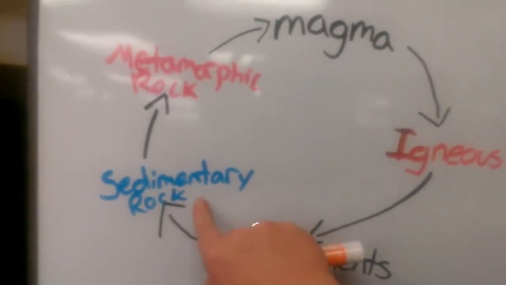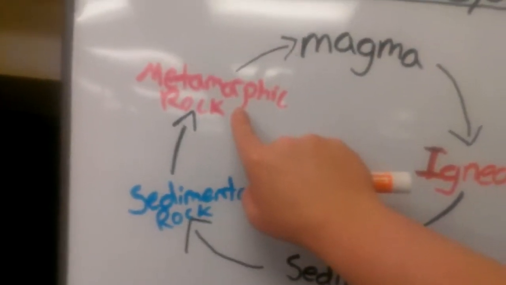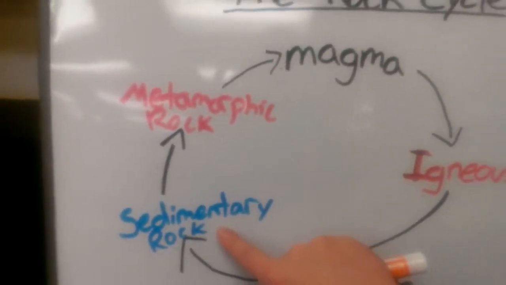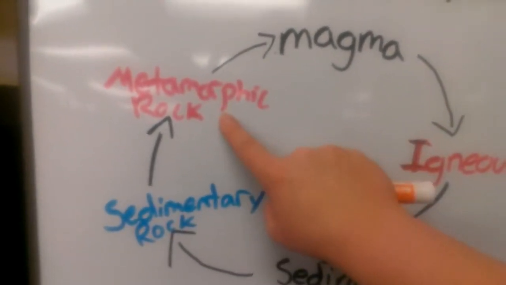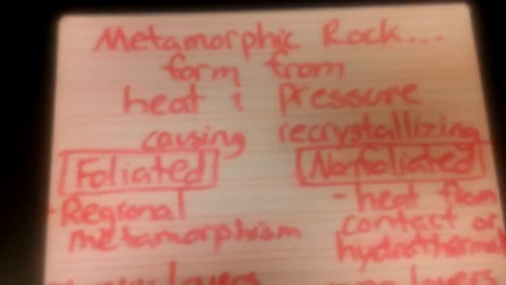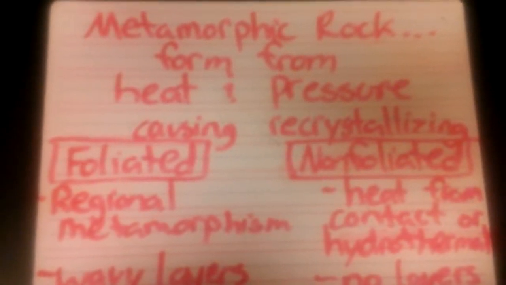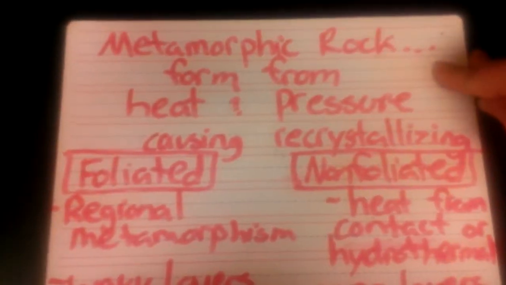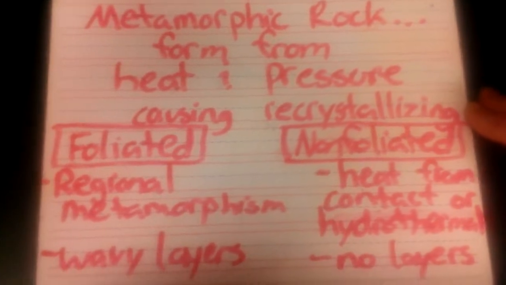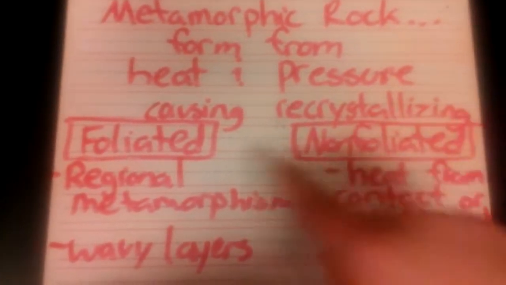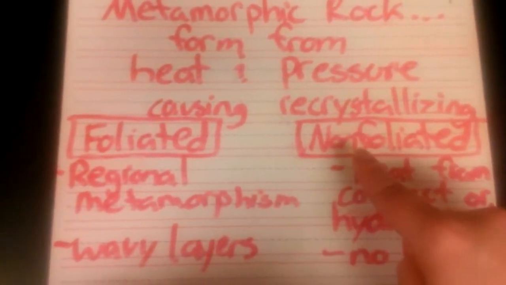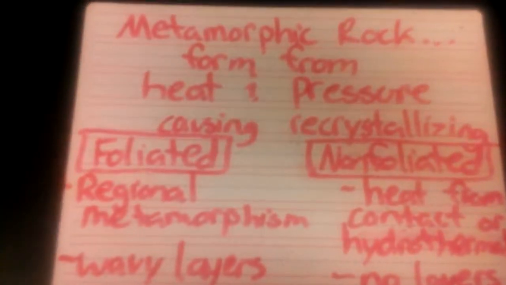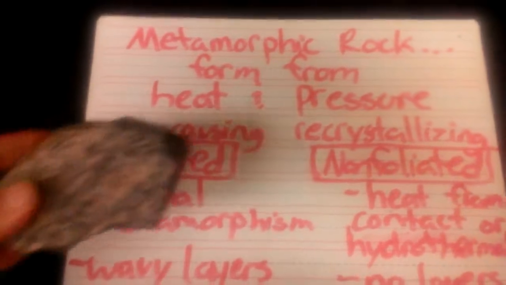Now, from a sedimentary rock, we need to go to a metamorphic rock. So how can we take an existing rock and change it into a metamorphic rock? Well, we're going to use heat and pressure from the earth. So we're going to bury our rock deeper into the earth where there's more heat and pressure, and we're going to recrystallize the existing rock crystals to make either a foliated metamorphic or a non-foliated metamorphic.